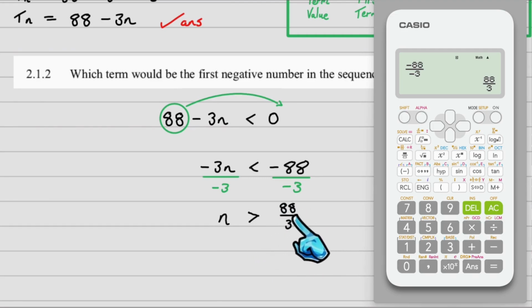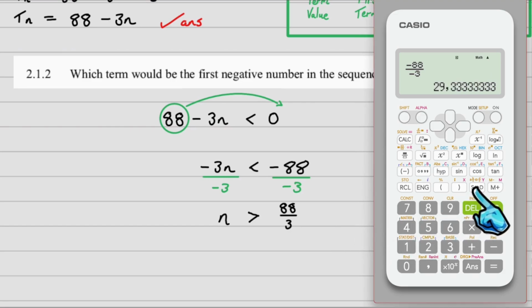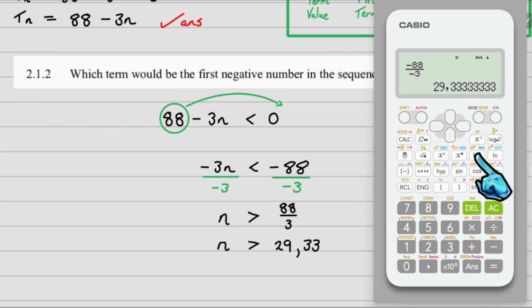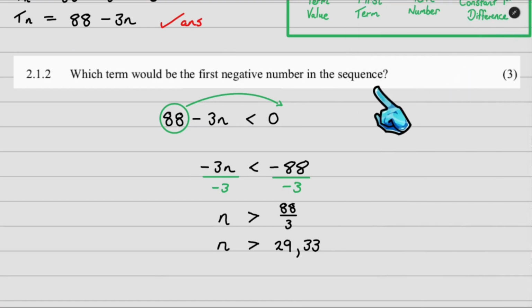I want to see what this is actually like. I want to see the decimal value of it. I want to see how big it is, essentially. So just press S to D, and it's 29,33. So what we've established, for this thing to be smaller than 0, n needs to be bigger than this number. So we choose the first integer that's bigger than 29,33, which is 30. So the first negative number in the sequence will be term 30.